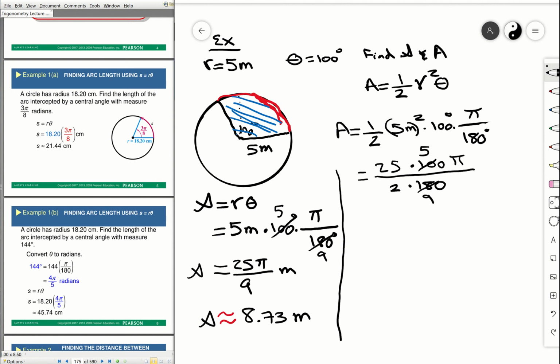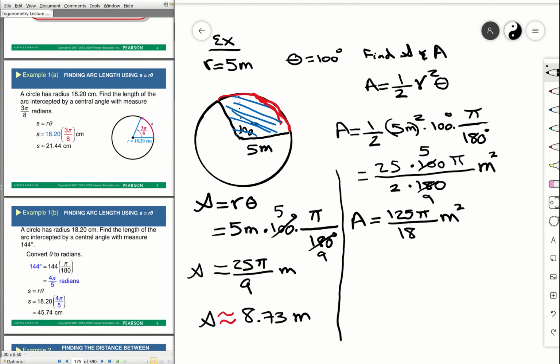So, and the final units are going to be square meters. All right, so let's keep going. So notice 25, there's no more cross canceling possible, so we go ahead and multiply across. So 25 times 5 gives us 125 pi over 18 square meters, and that would be your exact area.